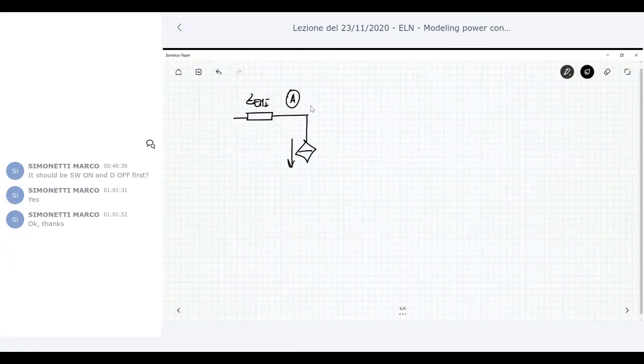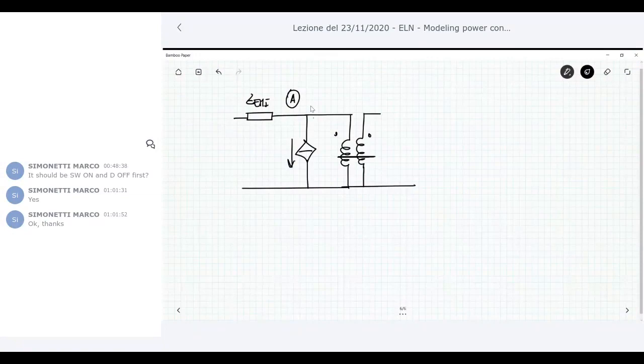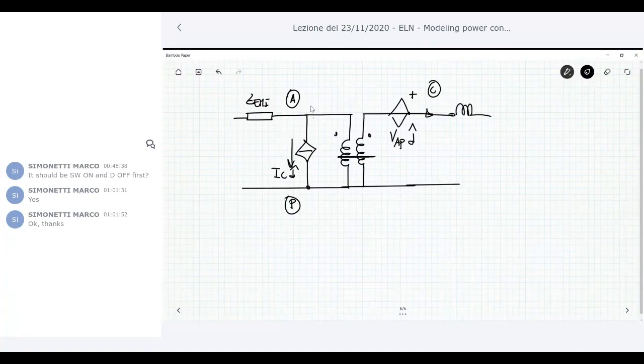Then you have the transformer. And then you have the passive node here and a common node here. So you have P. This is V, A, P multiplied the small variation of D. This is I, C, and D hat. Then you have inductance, L, and then you have the capacitance, C naught. Load.